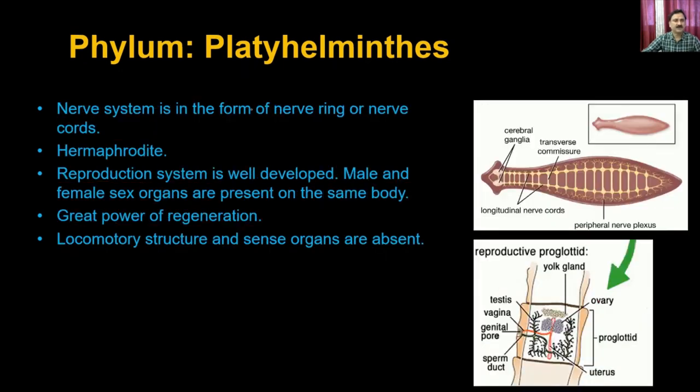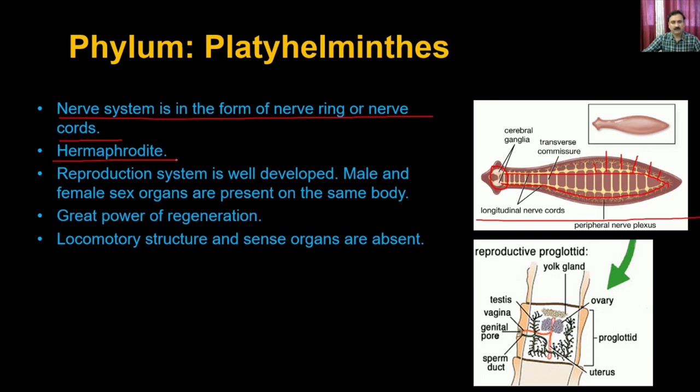The nervous system is in the form of a nerve ring or nerve cords. So this is the nervous system. You have the central ganglia in the front, and then you have the nerve cords running from the top to the bottom of the body, and then you have the appendages coming from the nerve rings so that they are able to sense.